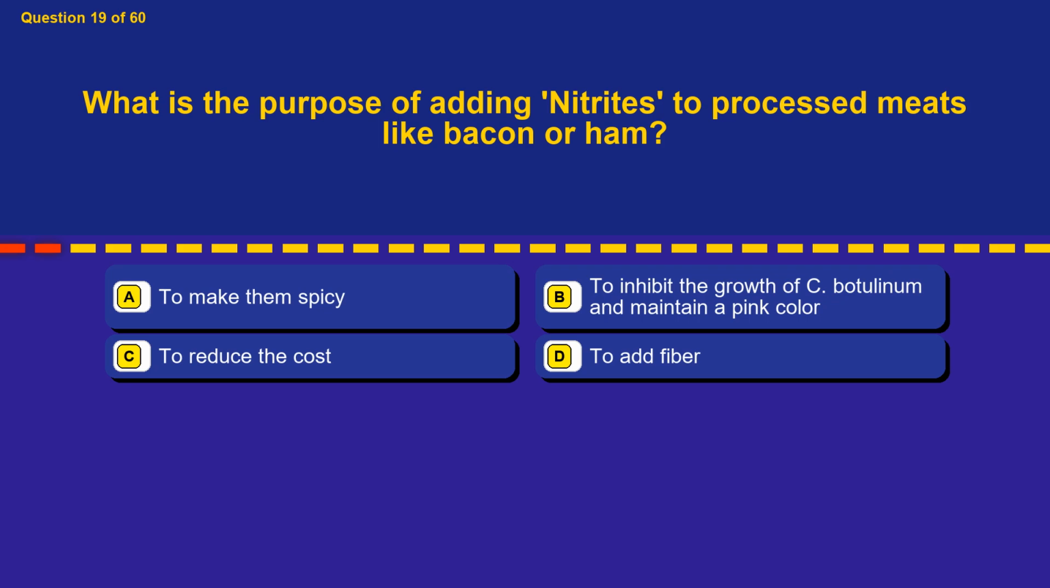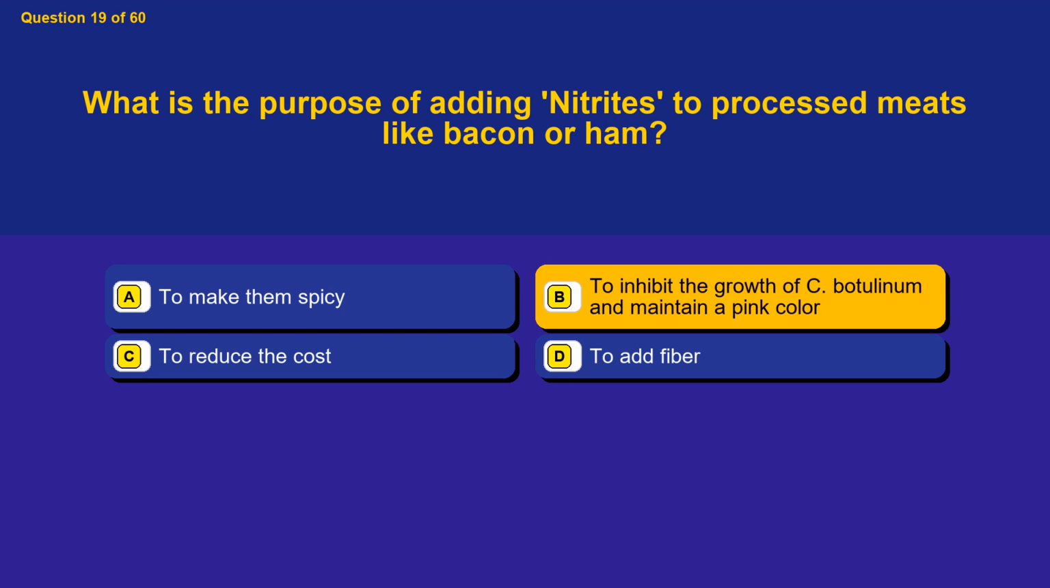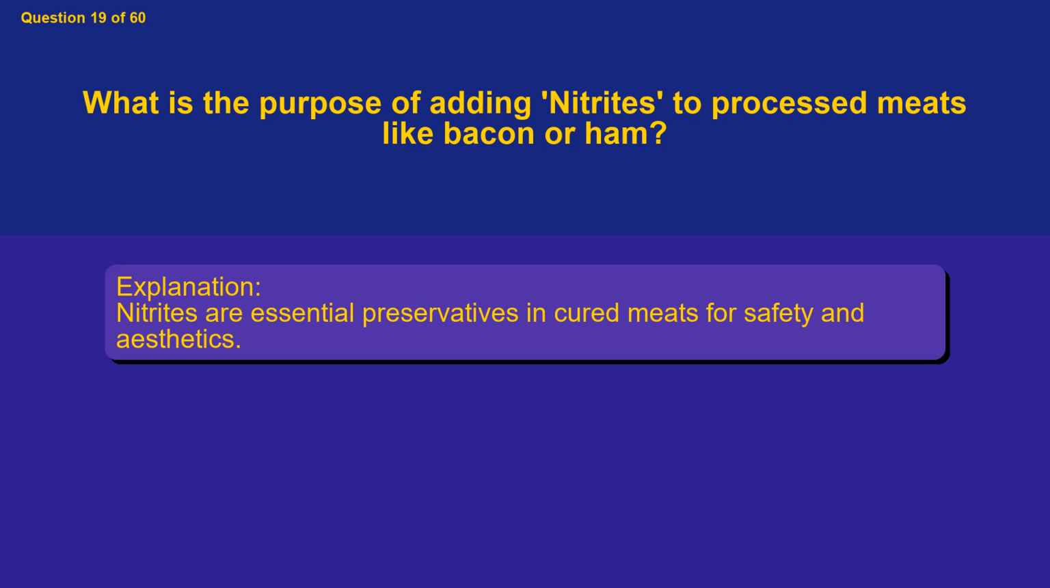Question 19. What is the purpose of adding nitrites to processed meats like bacon or ham? Option A, to make them spicy. Option B, to inhibit the growth of C. botulinum and maintain a pink color. Option C, to reduce the cost. Option D, to add fiber. The correct answer is option B, to inhibit the growth of C. botulinum and maintain a pink color. Nitrites are essential preservatives in cured meats for safety and aesthetics.